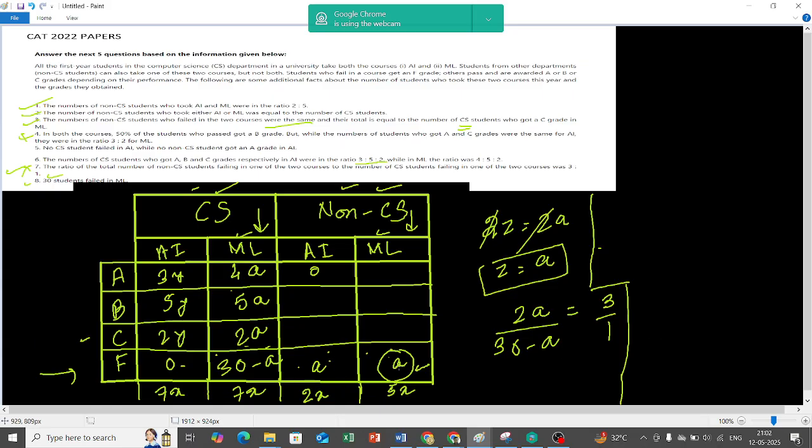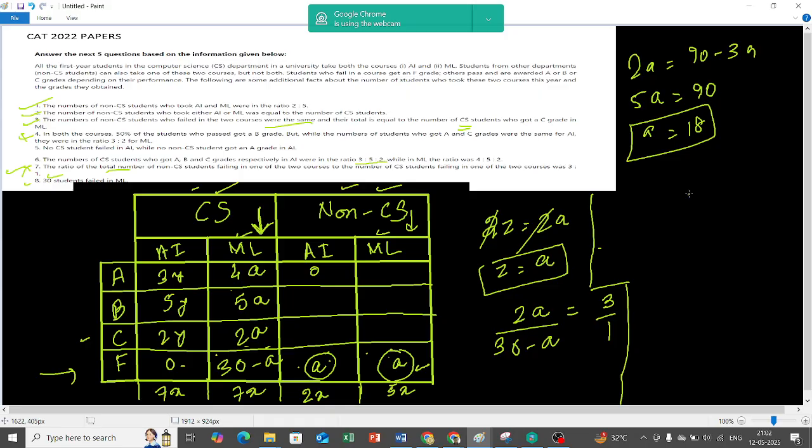This A plus A total, see what it says: the ratio of the total number of non-CS students failing in one of the two courses. It says total, so what is the total number? A plus A makes 2A, divided by 30 minus A, that is 3:1. Cross multiply. Yes, correct. So we have got 18.